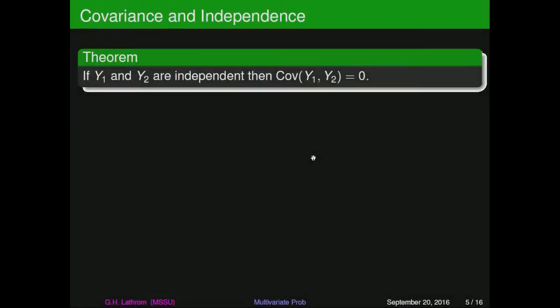So now let's look at the relationship between covariance and independence. Well, if y sub 1 and y sub 2 happen to be independent variables, now independence was defined in the previous multivariate video, then the covariance for y sub 1 and y sub 2 will be 0. So let's see why that might be the case.